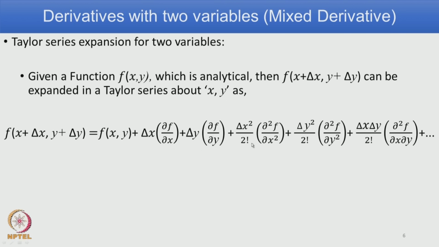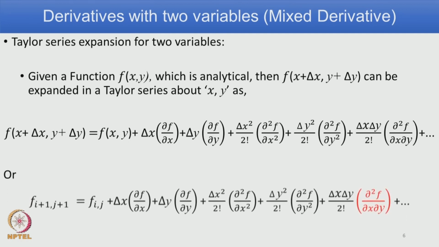Now, again the next term, delta x squared by 2 factorial dou squared f by dou x squared, delta y squared by 2 factorial dou squared f by dou y squared, and other terms. So, we are actually interested to find out dou squared f by dou x dou y. This is what is called the mixed derivative, or derivative in two directions.